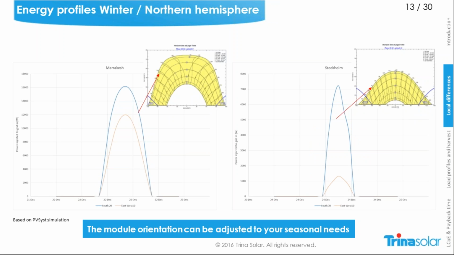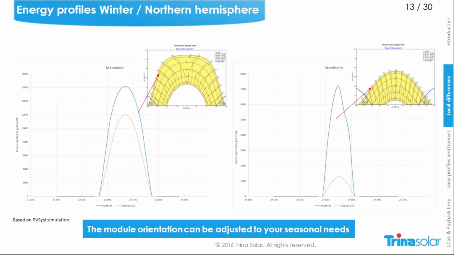If you now take a look at the winter period, though here we are close to midwinter, first, I want to compare the northern hemisphere. I'm starting with Marrakesh. In Marrakesh, you can see that the east-west system has, for sure, a disadvantage, so the south system has an advantage. But if you, for example, use energy for air conditioning, then it's maybe fine, because if you self-consume your energy, then you reduce it from your bill.